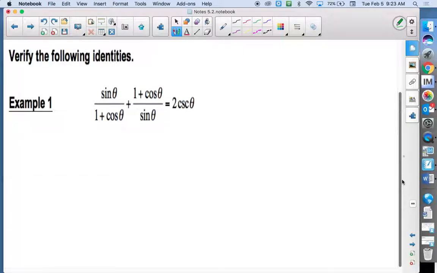Very similar to this one. You can start with this guy and change this to 1.